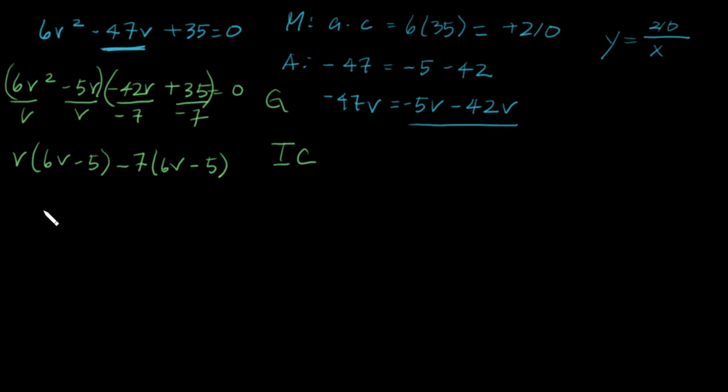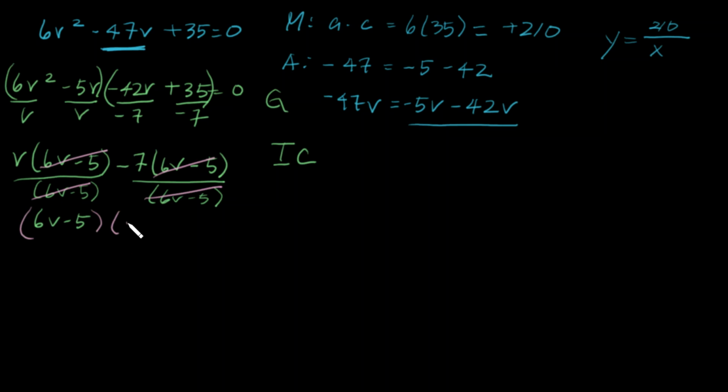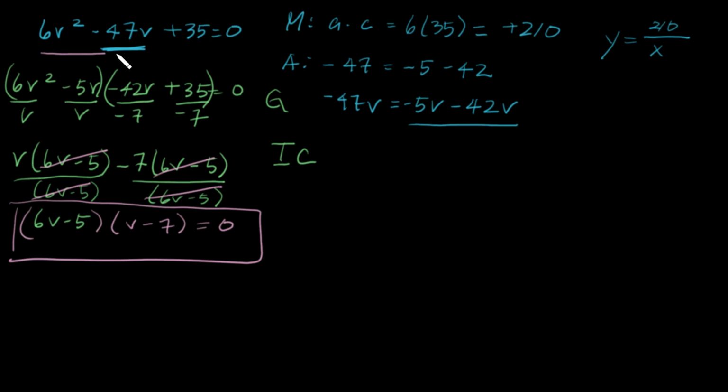We're going to take out a 6V minus 5 from both of the terms. Divide this by 6V minus 5. By 6V minus 5. Simplify. And we get V minus 7, which is your final factor. And when you actually do FOIL, you'll get 6V squared minus 47V plus 35. And that's it. Good job.